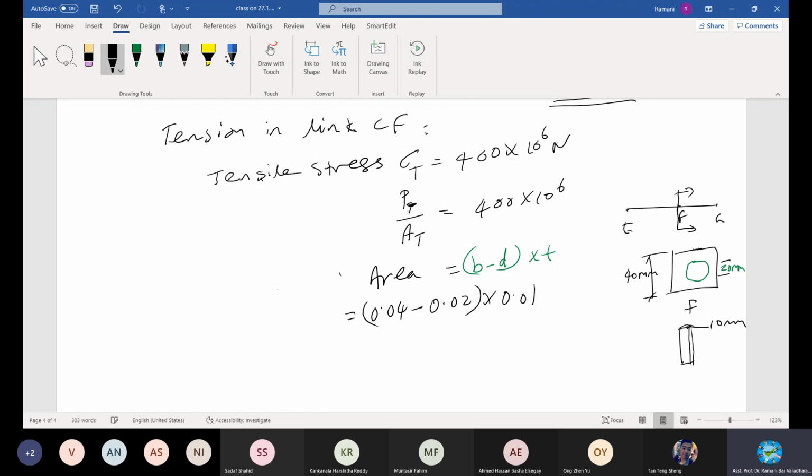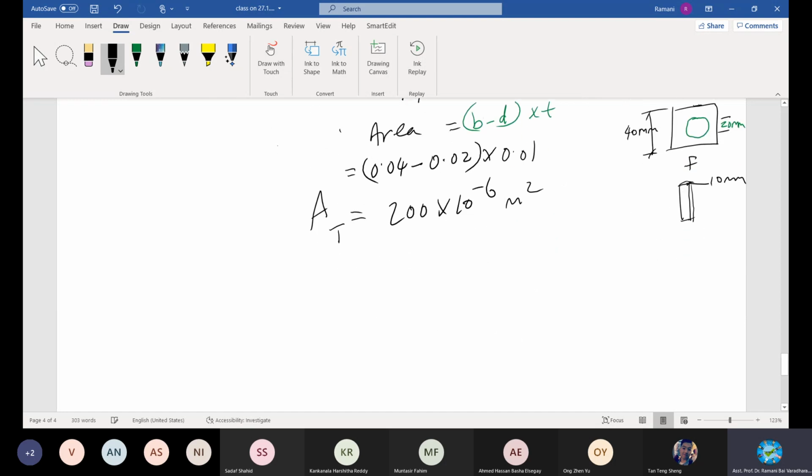Okay. Now I got the area. What's the answer, please? We're going to finish the question. Calculation: 200 times 10 power minus 6 meter square is my area, AT. Okay. Are you there? Then proceed.